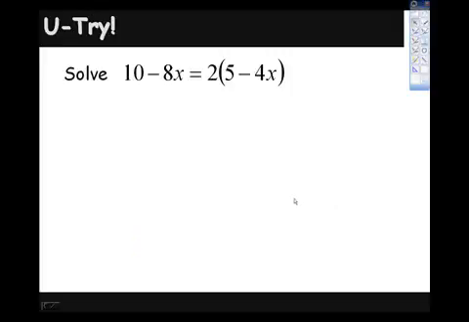Okay, this next problem, you go ahead and give this one a try too. See how you do. Press pause and press play when you're ready to check your answer with mine.